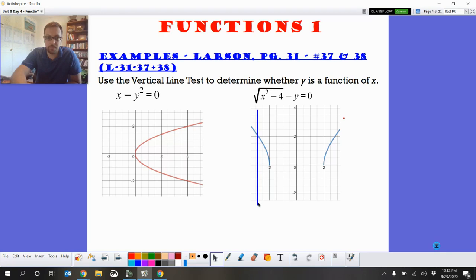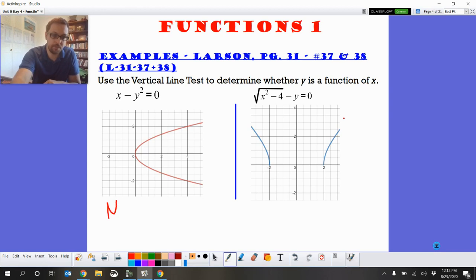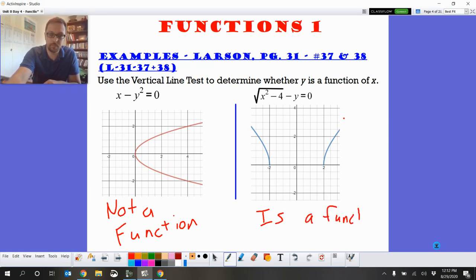You can do the same thing with this one. Now, there can be times where you have no graph at all, like in this one, where there's nothing here, but that's okay. It just can't touch it multiple times. So this one passes and this first one does not. So this one is not a function. This one is a function. The fancy way of saying that is y is a function of x. Here, y is not a function of x.